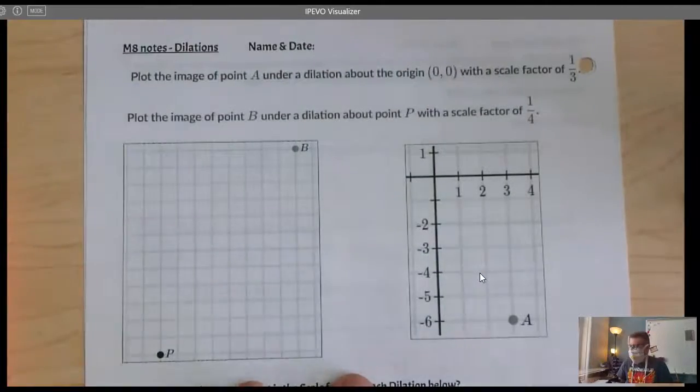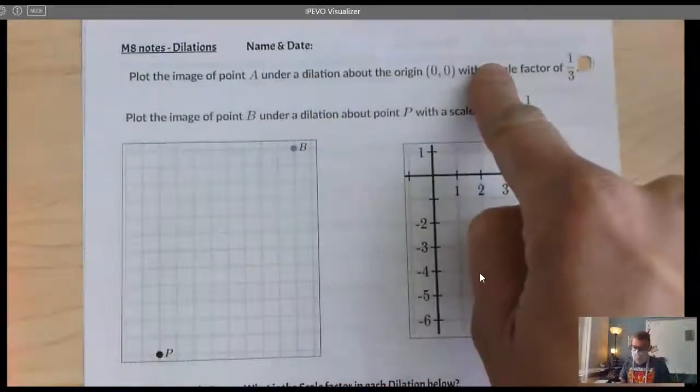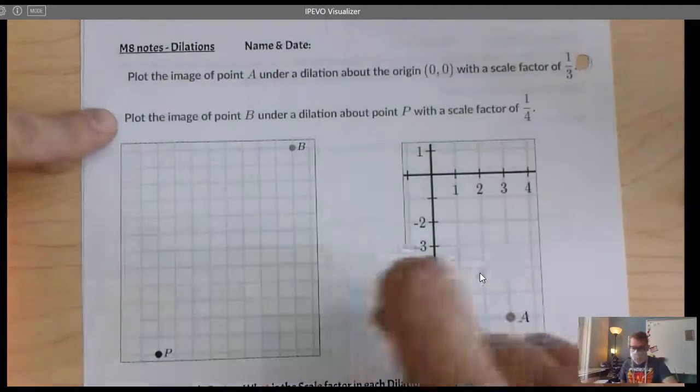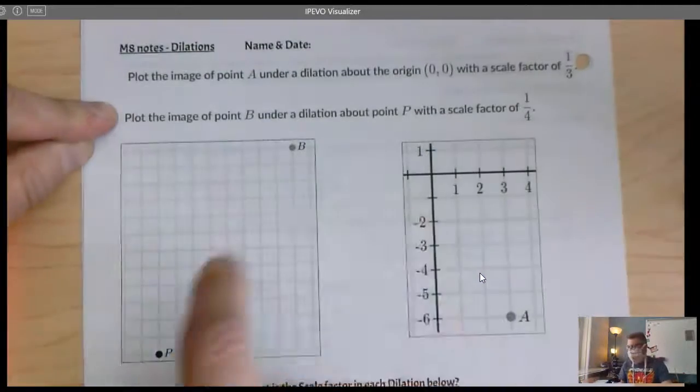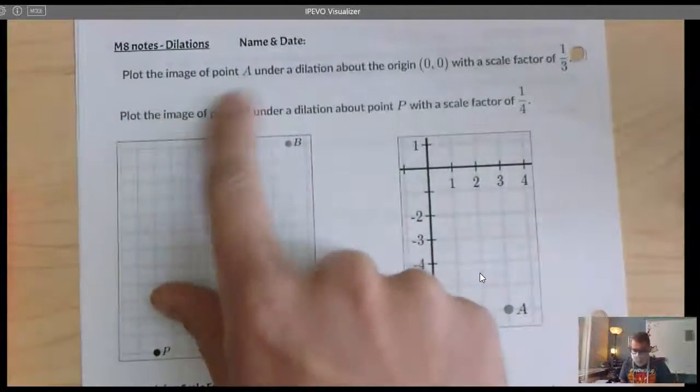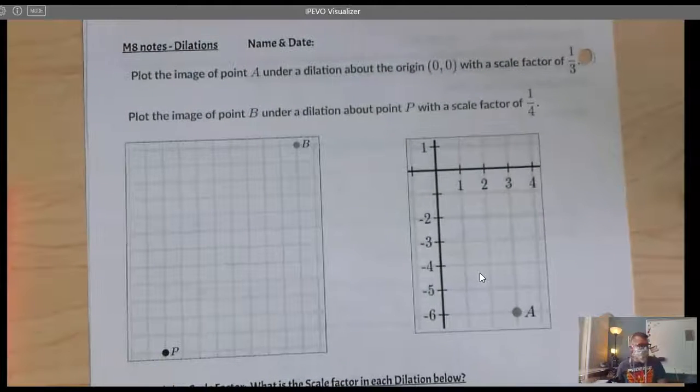Due to restrictions on the computer, your directions for A, then A is down here. Your directions for B, and then B is over here. Right? I just needed to fit stuff in. So your directions for A and B. Try these on your own.